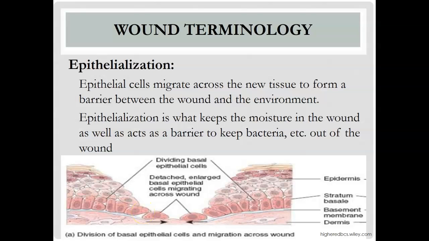And then based off that granulation, the next stage up is something called epithelialization. This is an amazing thing the body does. Epithelial cells migrate across the new tissue to form a barrier between the wound and the environment. They're starting to protect it, closing up the wound. Epithelialization is what keeps the moisture in the wound, as well as acts as a barrier to keep bacteria and all that bad stuff out. This little graphic shows the cells migrating into the wound bed to close it up, get that protective barrier in there.